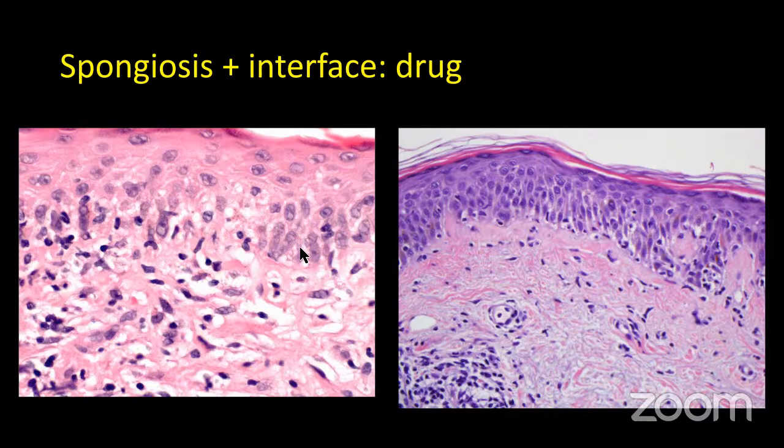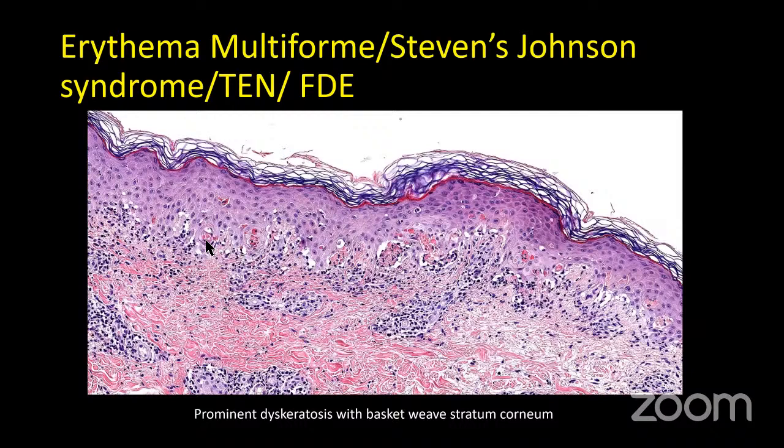A lot of times we'll put you in a drug-induced process diagnosis. I mentioned a lot of dyskeratotic keratinocytes. A lot of times you think of Stevens-Johnson, erythema multiforme, fixed drug eruption. Again, overlap with all of these.